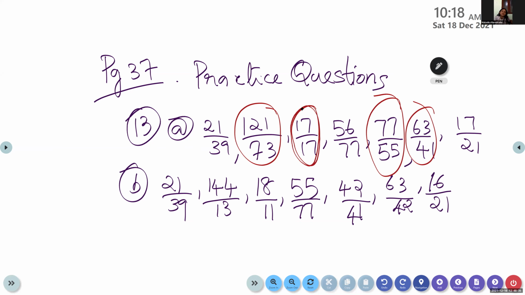Okay, so children, we have 4 fractions. Please check again, children. Those who have completed: 121 by 73, 17 by 17, 77 by 55, 63 by 41. Is it correct? Yes. Okay, Preet Ramesh, question number B. Can you tell me the answer? All others mute your device. 144 by 13. 18 by 11. 42 by 41.